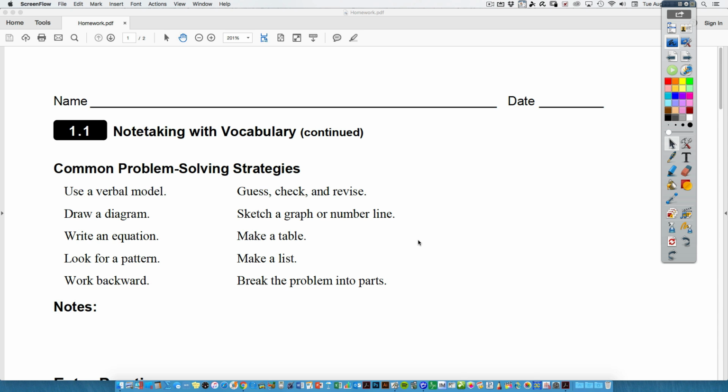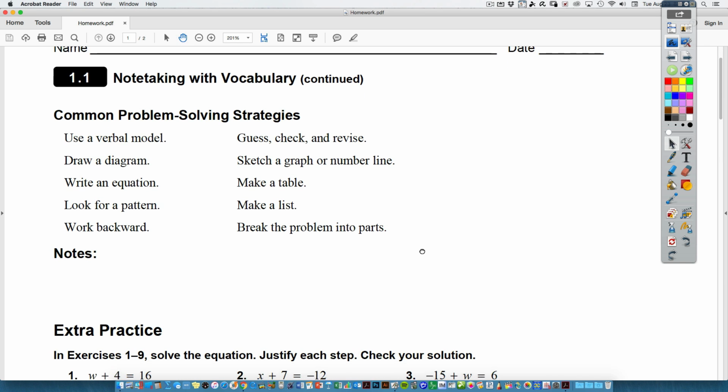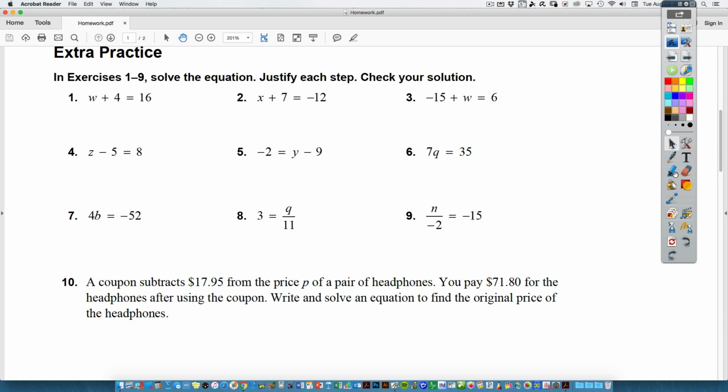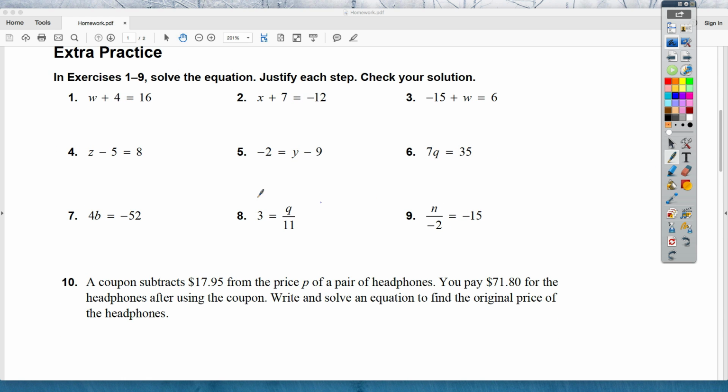Let's go ahead and go over 1.1. This top section here, you don't need to do anything. That's just for notes if you wanted to take extra notes. This section down here, this is where the homework is. In this one, all we have to do is just get the letter by itself. It's just a single step.